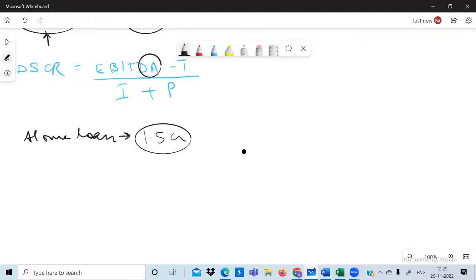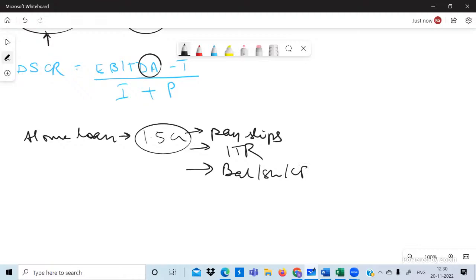What else? If you're a salaried person, they're basically interested in your pay slips, so they'll ask you to submit your pay slips. They'll tell you to submit your income tax returns for the last 3-4 years. If you're a businessman, they'll tell you to submit your balance sheet, income statement, and the cash flow statement, because they're trying to look at how much cash you're generating on a regular basis.